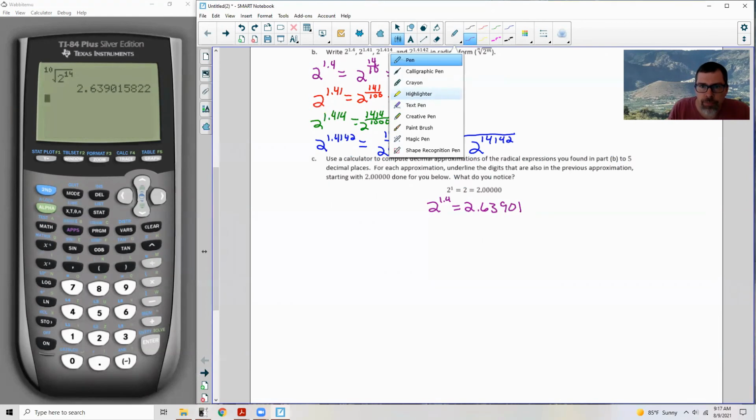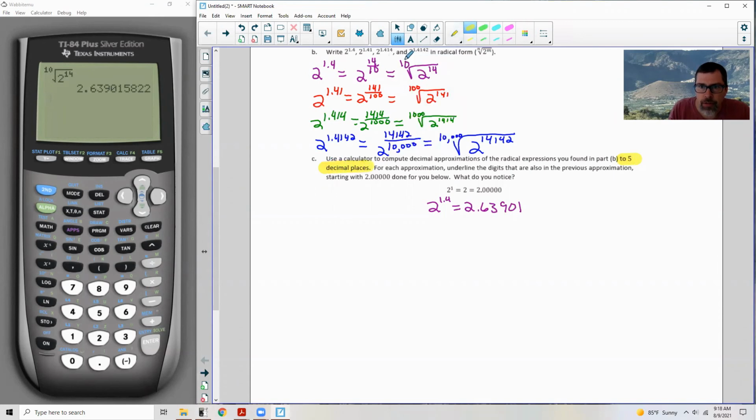It says use a calculator to compute decimal approximations of radical expressions found in part B to 5 decimal places. So if I go 1, 2, 3, 4, 5, the 5th decimal place is a 1. In order to round, you have to go 1 more, 6, and if it's 5 or more, you round this one up, or if it's 4 or less, you truncate or leave it. So that 1 needs to get changed, because 5 would round it up to 2.